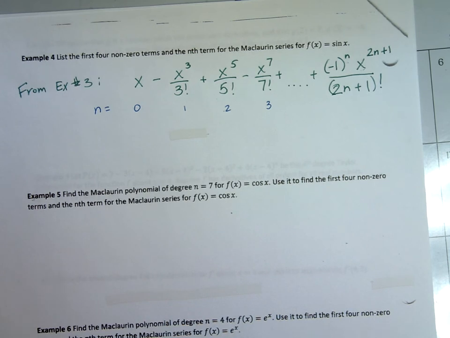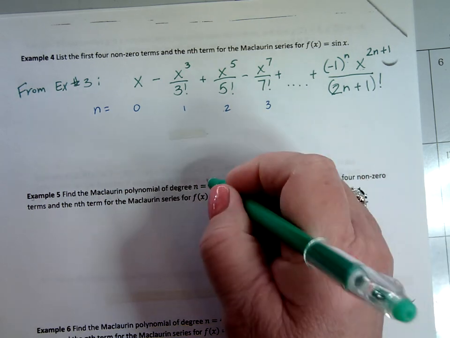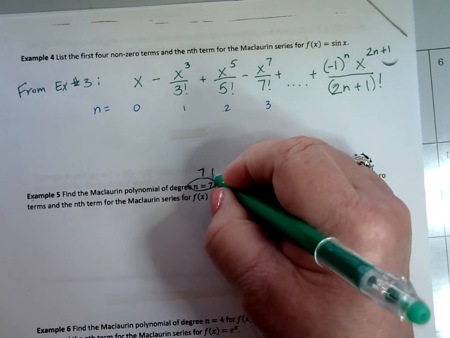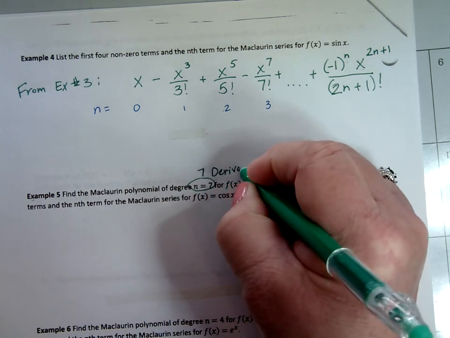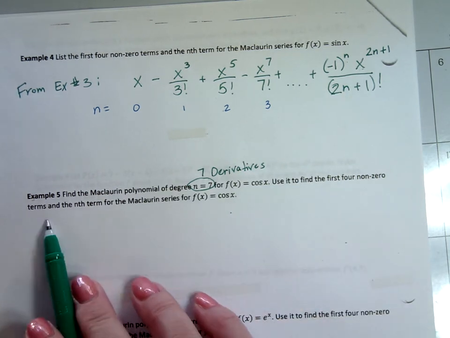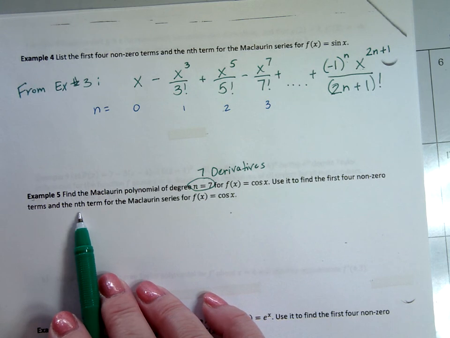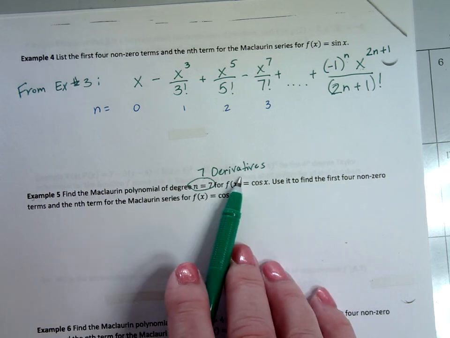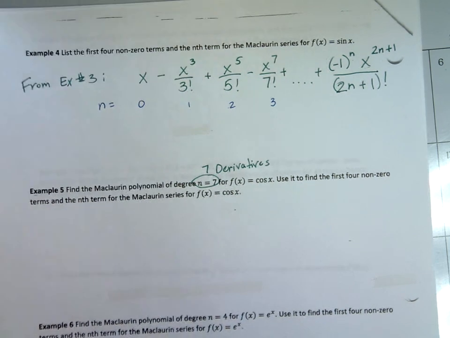All right, number 5. Find the Maclaurin series polynomial of degree 7, another 7 derivatives, for the cosine of x, and use it to find the first 4 non-zero terms and the nth term. So now they're combining example 3 and example 4, but they want us to do it for the cosine function. So I need to first start with the first 7 derivatives of the cosine of x.